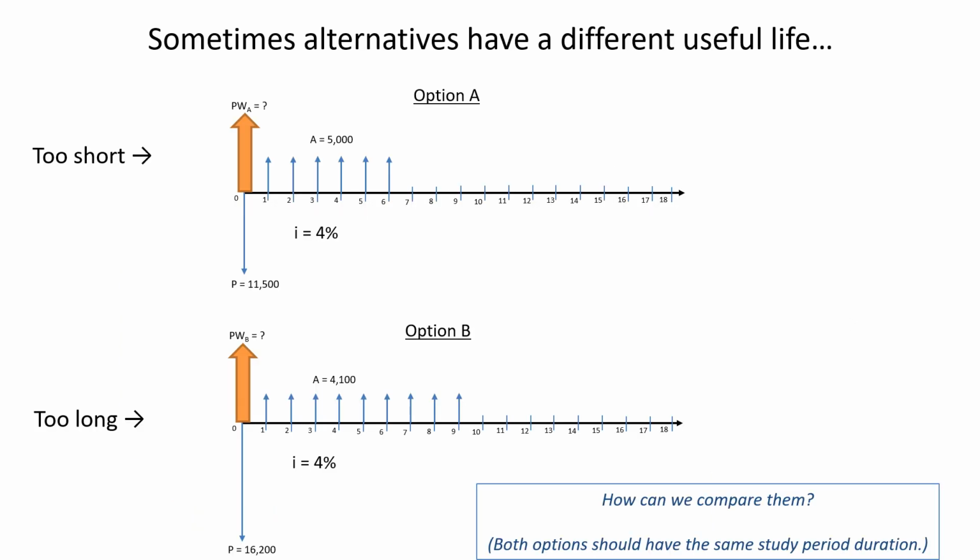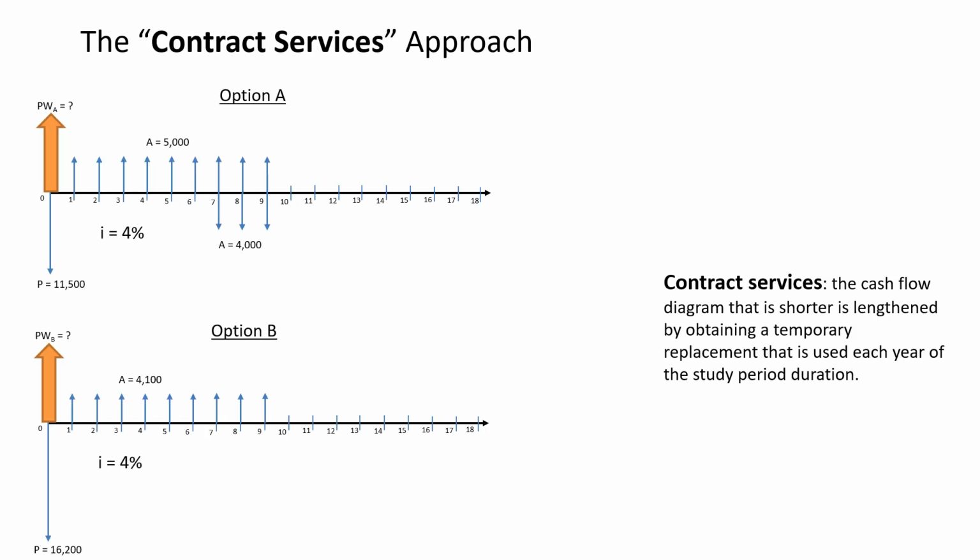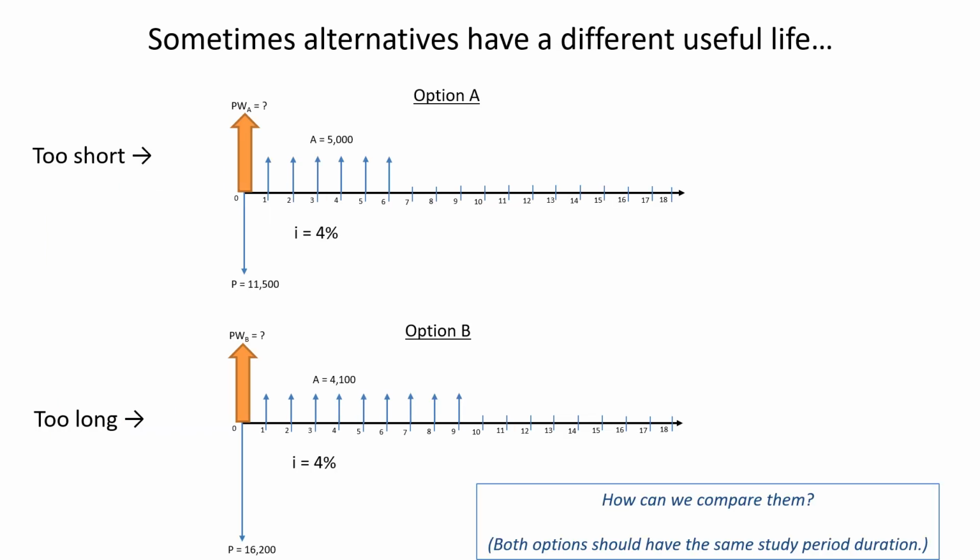Okay, so here's that same cash flow diagram. 2 of them. One option is too short, one option is too long. The first technique I taught you was LCM. There are 2 other ways that we can make these cash flow diagrams have the same length. And if one of them is too short and one of them is too long, one of the approaches is contract services. And what contract services does is it takes the one that's too short and makes it longer. So option A in this previous illustration only lasted through 6 years.